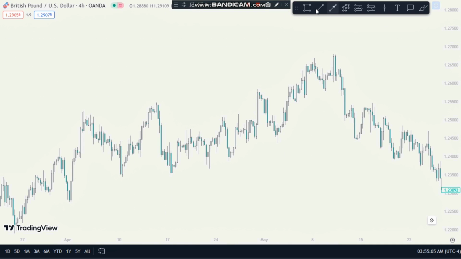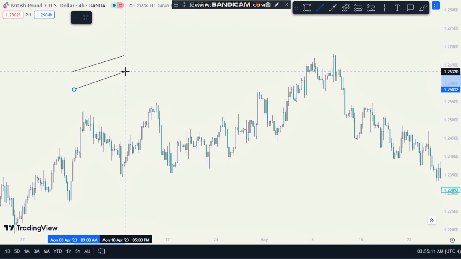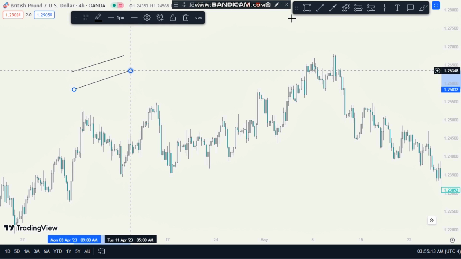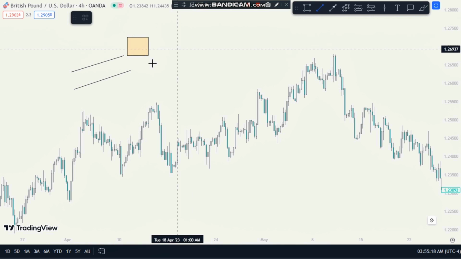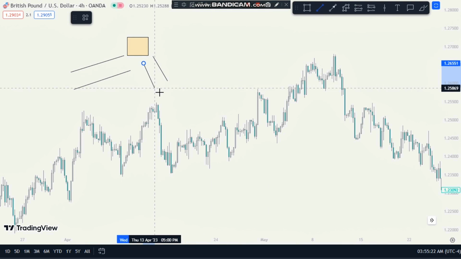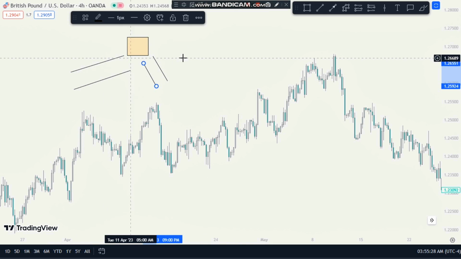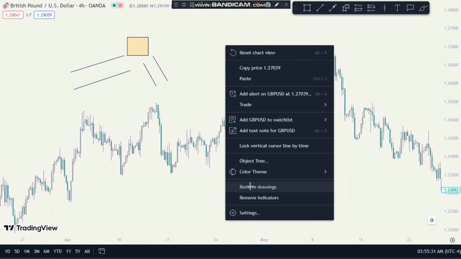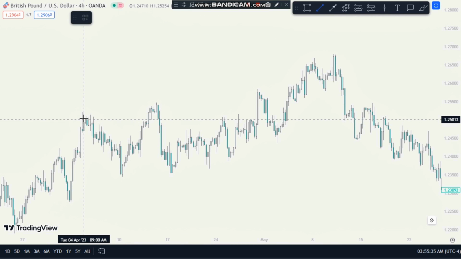Okay, so it can also happen that the accumulation is like this. It might not be horizontal, it can be diagonal like this, and then you get the accumulation, and the distribution will also be somewhat like this, okay? So it's not necessarily horizontal. It can be diagonal like this. So how do you execute this trade? How do you execute the PO3 trading strategy?